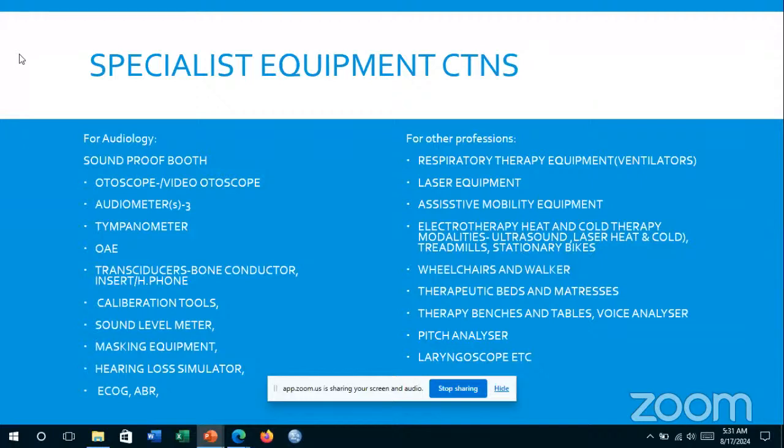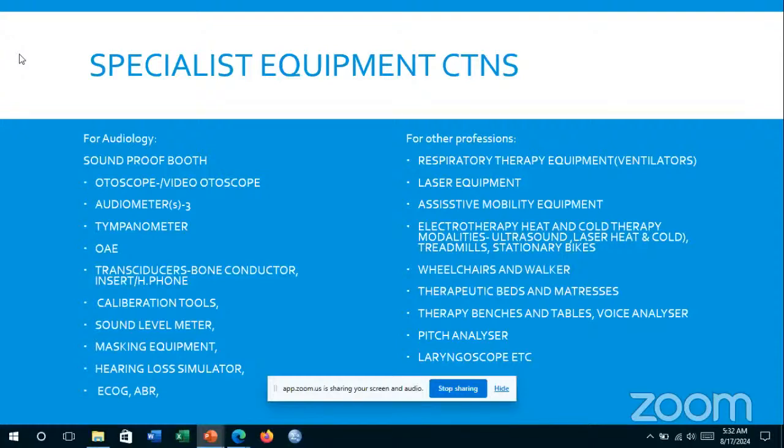And for other professionals, we have respiratory therapy equipment, assistive mobility equipment, electrotherapy, heat and cold therapy modalities, wheelchairs and walkers, therapeutic beds and mattresses, therapy benches and tables, voice analyzer, pitch analyzer. All these are equipment to be used specially by specialists for advanced procedures in rehabilitation settings.